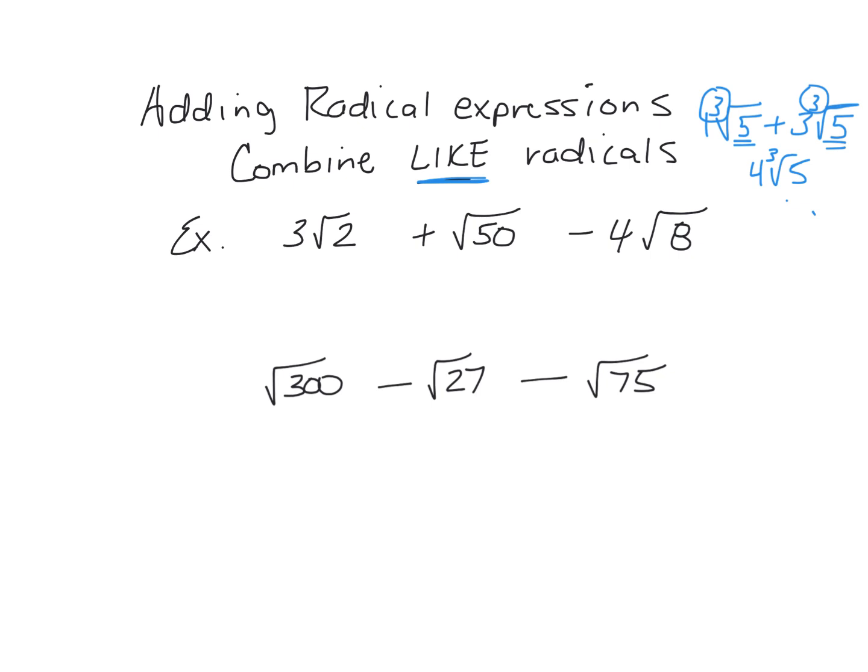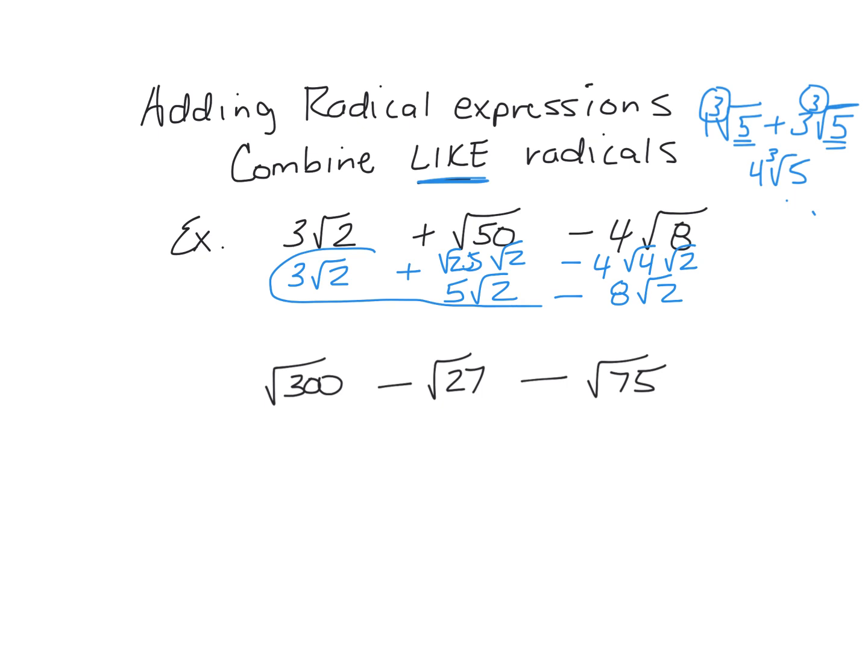So for the examples here, adding these radicals, the first thing I'd do is simplify them. 3 root 2 I cannot simplify. Root 50 could be broken up into root 25 times root 2, which would then be 5 root 2. And root 8 could be broken up into root 4 times root 2. So then I have 4 times 2, which is 8 root 2.